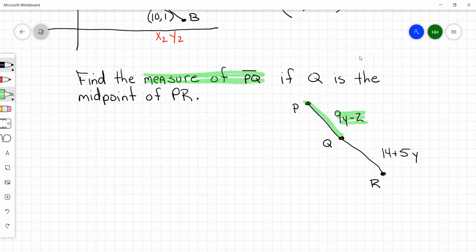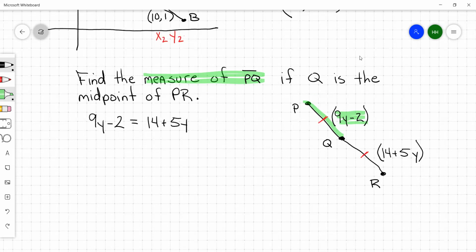If Q is in the middle, what do you know about 9y minus 2 and 14 plus 5y? If Q is in the middle, isn't this the same as this? Remember tick marks from last week? If those two distances are the same, what do you know about the two expressions? Are they equal to each other? Is 9y minus 2 going to be equal to 14 plus 5y? Very good.